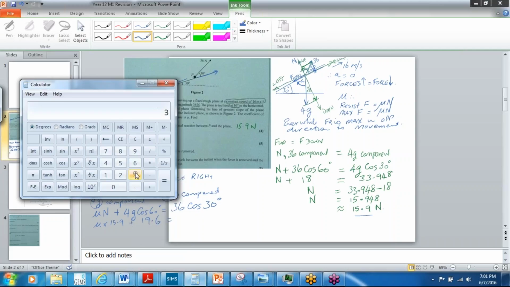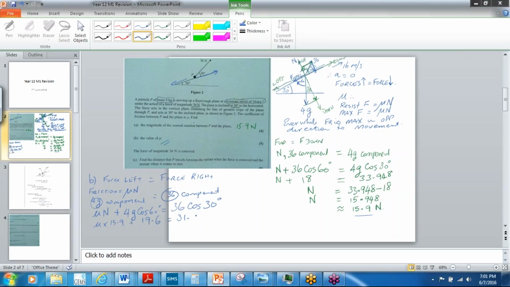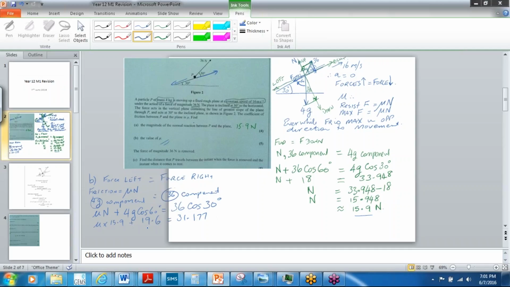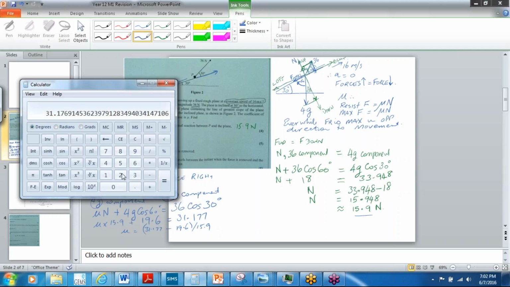Now 36 cos 30. 36 times cos 30, that is 31.177. Just check that. 31.177, yeah. Therefore, if we took 31.177, take away 19.6, and then divide that by 15.9, so take away 19.6 and divide by 15.9, we have a coefficient which is 0.728.